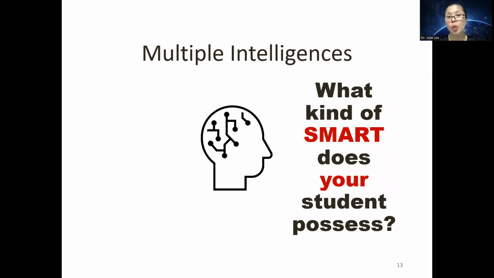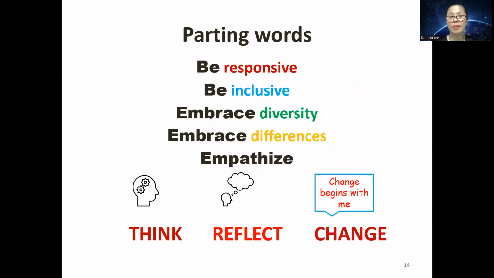After we understand our own multiple intelligence, we need to get our students to also understand themselves. And that is the best way for them to move forward in their learning process. What kind of smart does your student possess is an important question in order for us to embrace the culturally inclusive, responsive pedagogy. My parting words are: be responsive, be inclusive, embrace diversity, embrace differences, and empathize.